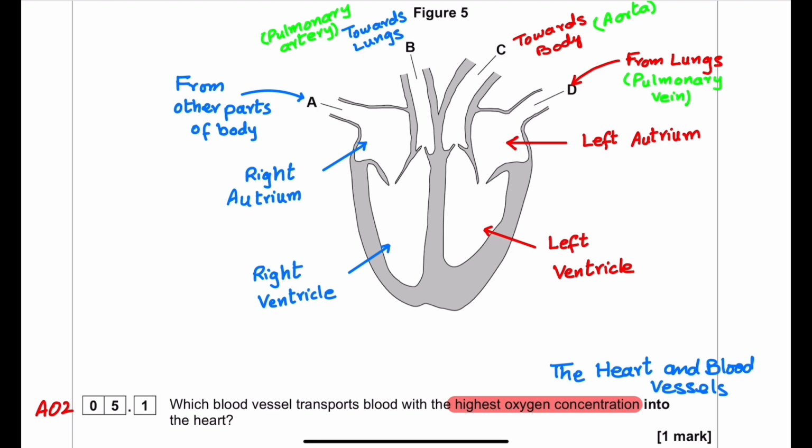If you see here, the blood is entering into the heart. That is, pulmonary vein is the vein which is carrying the oxygenated blood from the lungs into the heart. So it is number D.